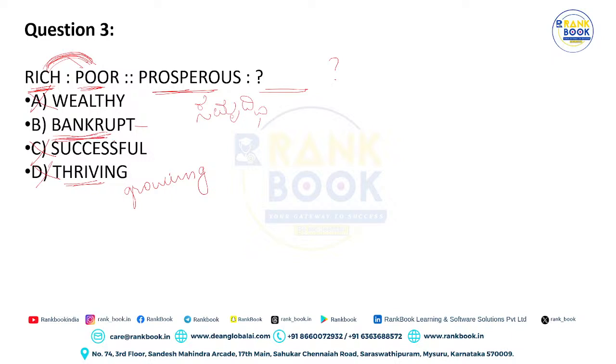So if you start eliminating the wrong answers, this is how you end up with the right answer. If you don't eliminate and keep looking at the same set of questions, 100% you will end up in confusion. Whether it is analogy or any other questions, whenever you are trying to answer, always cut the wrong or incorrect answers first and go on with the right answer. So rich is to poor, prosperous is to bankrupt.